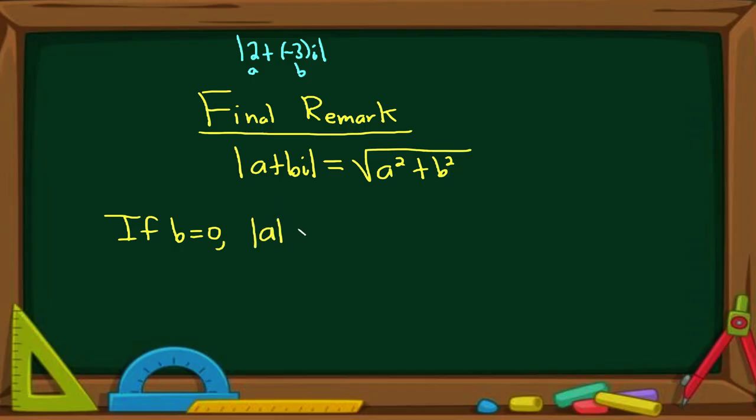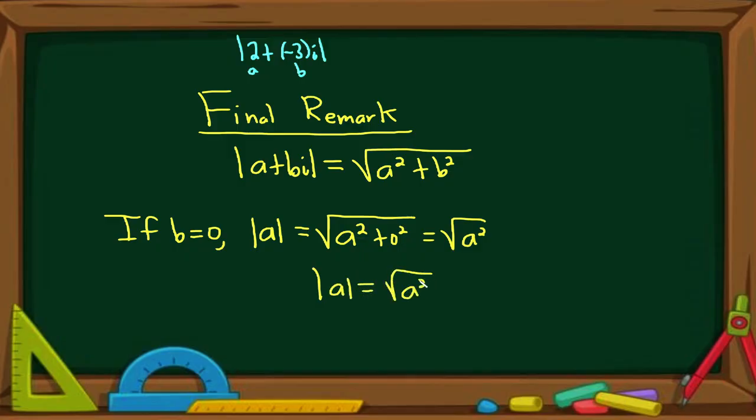So if b is 0, then you just get the modulus of a, because the bi term goes away. This is equal to the square root of a squared plus 0 squared, the square root of a squared. So the modulus of a is equal to the square root of a squared. This is the usual absolute value, right? This is just absolute value for real numbers, the regular absolute value. So this formula, which was created for complex numbers, which we call the modulus or absolute value of a complex number, reduces to the regular absolute value that you're used to from regular mathematics when dealing with real numbers.